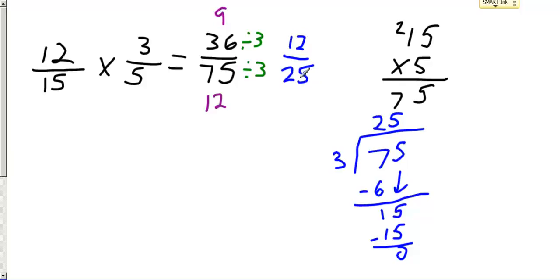Let's see, 2 can go into 12, but cannot go into 25. 3 can go into 12. Can 3 go into 25? No. 4 can go into 12, but not 25. 5 does not work. 5 works here. 6, no. So I am done. 12/25 is my final answer. Way to go. So again, review the steps. Multiply the numerators, multiply the denominators, and reduce.